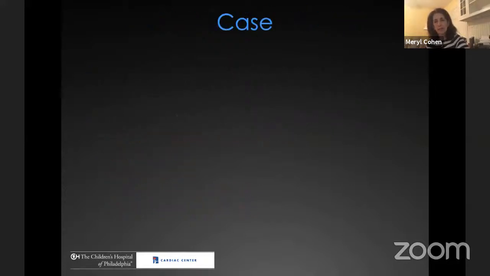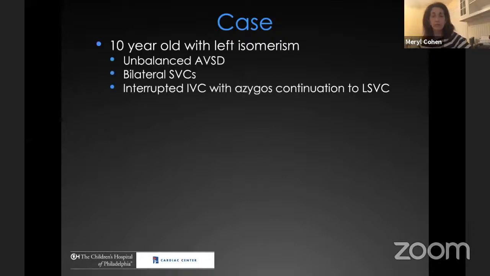So to demonstrate this challenge, I'm going to leave you with a case. This was a patient of mine, a 10-year-old with left isomerism, unbalanced AV septal defect, with a hypoplastic left heart syndrome type because he had aortic outflow tract obstruction. So he had initially undergone a Norwood procedure and then a Glenn. He had bilateral superior vena cava. He had interruption of the inferior vena cava with azygos continuation to a left superior vena cava.